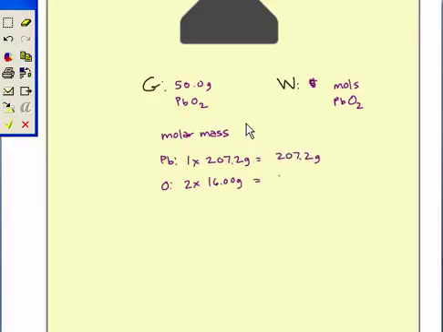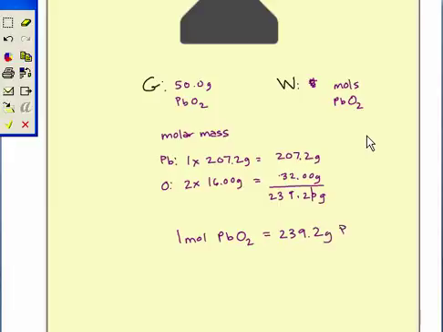So here's my answer in correct sig figs. And then we have to add. And let's look at correct sig figs. This only has one place after the decimal point, so our answer should only have one place after the decimal. So one mole of lead 4 oxide is equal to 239.2 grams. Now we have our conversion factor and we can follow through with the problem.